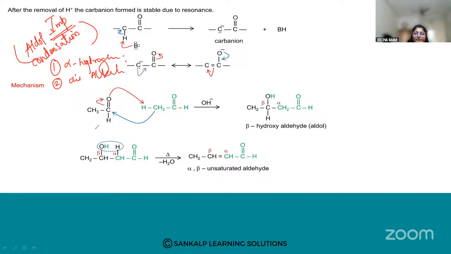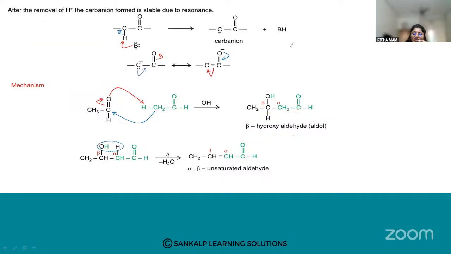And what does it form? It forms a beta hydroxyaldehyde, or if it is a ketone, it forms a beta hydroxy ketone. If it is an aldehyde, it is called an aldol. If it is a ketone, we call it a ketol. And this reaction is called the aldol condensation.